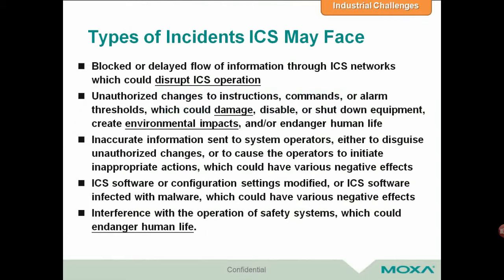It's important to realize that the types of threats and consequences of a breach can be very different than in traditional enterprise-level security breaches. Simply delaying the flow of information in an industrial control system could disrupt the operation of an entire production process or line. Unauthorized changes to instructions, device configurations, or operator information could result in damaged, disabled, or shut down equipment. In addition to the cost to repair, lost profits, and typical costs associated with a breach, there can also be environmental impacts and even endangerment of human life.